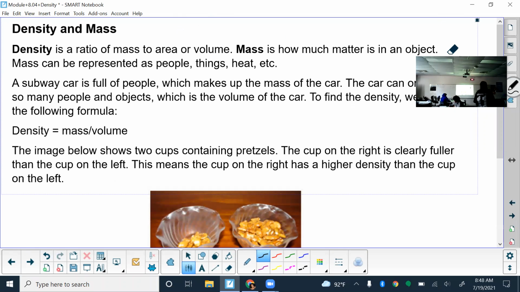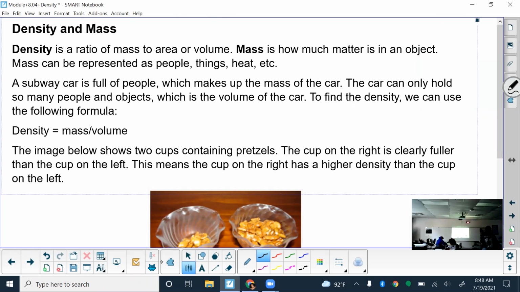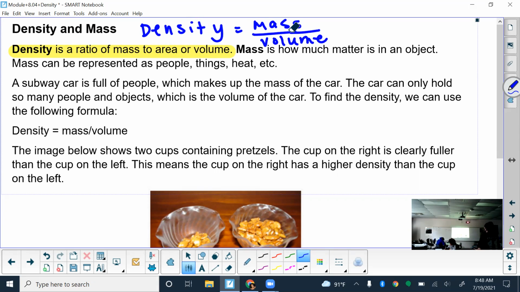All right, so density and mass, so a couple of things to highlight, some new words. We have density is a ratio of mass to area or volume. So that formula, if you want to write it up here, density equals mass divided by volume. All right, so like density, for example, can be expressed in grams per centimeters cubed.